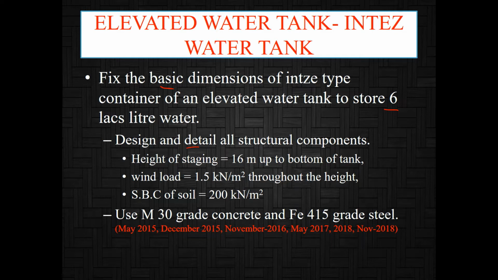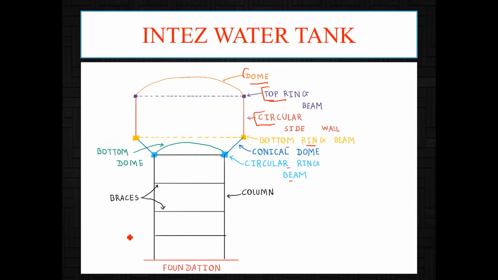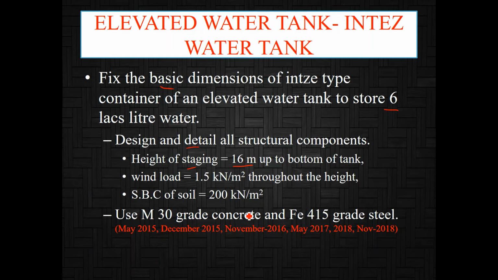Now, the height of staging is 60 meter up to the bottom of the tank. Height of staging means from the foundation up to here, so they give the height of the column, 60 meter up to the bottom. Then the wind load is 1.5 kilonewton per meter square throughout the height, from bottom to top. The safe bearing capacity of soil is 200 kilonewton per meter square. We are going to use M30 grade concrete and Fe415 grade steel.